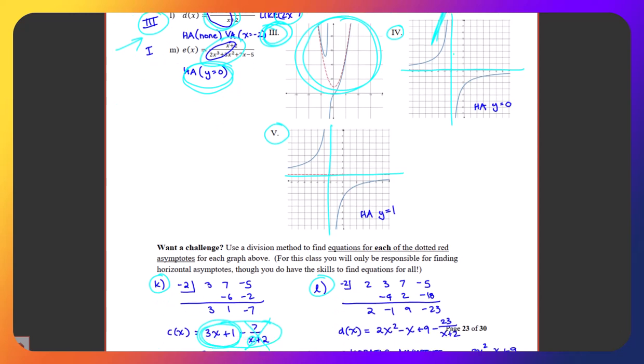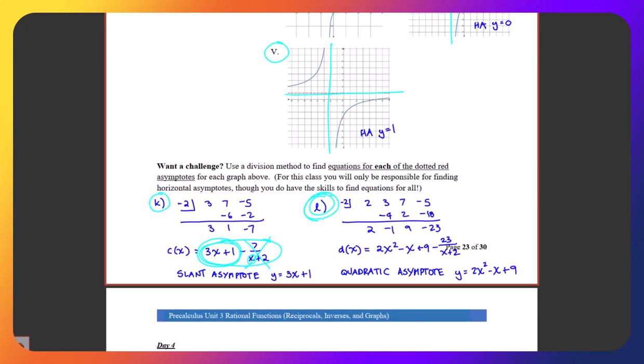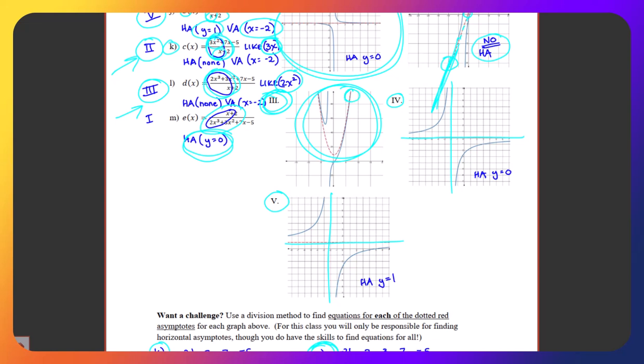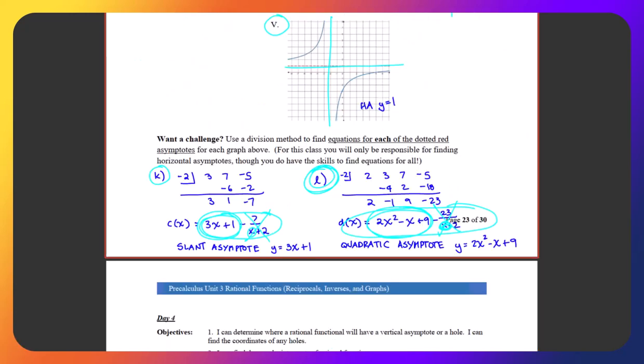On the other hand, if I do synthetic division here, and again the remainder goes away when x gets bigger and bigger, the ends of the graph will start to look like a parabola. So sure enough, the ends of the blue graph will start to look like the red dotted parabola. We call this line a slant asymptote, and we call this second degree asymptote a quadratic asymptote because it makes a parabola.